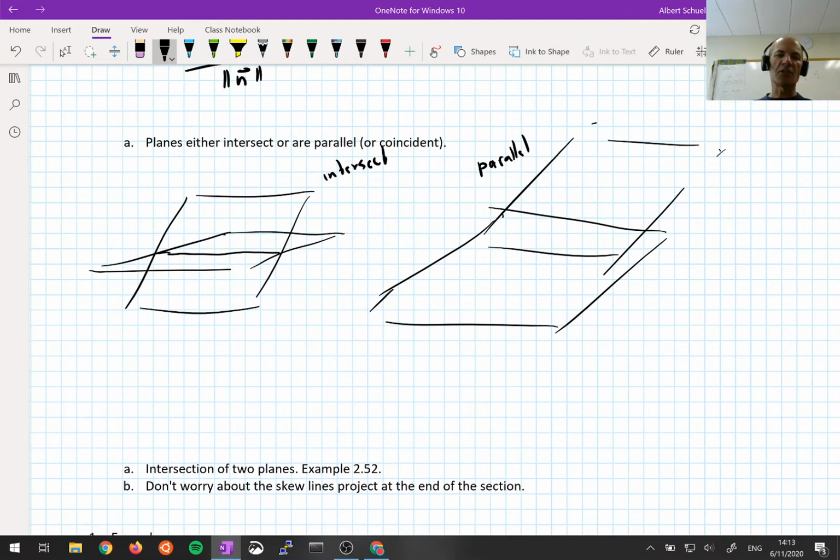There's no such thing as a skew plane in 3D. In 4D, there are skew planes. So you can have 2 planes in 4 dimensions that are neither parallel nor intersect. But we won't get into that.